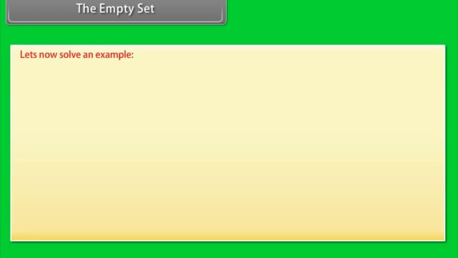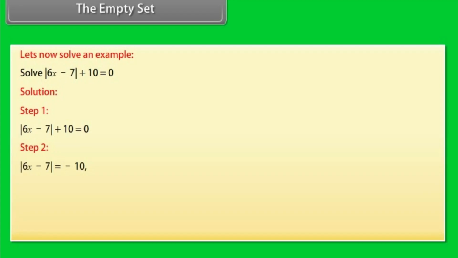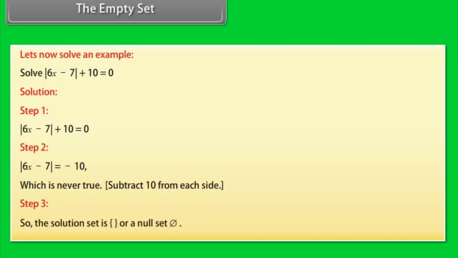Let's now solve an example. Solve modulus of 6x minus 7 plus 10 is equal to 0. Solution. Step 1. Modulus of 6x minus 7 plus 10 is equal to 0. Step 2. Modulus of 6x minus 7 is equal to minus 10, which is never true. Subtract 10 from each side. Step 3. So, the solution set is the empty set or a null set.